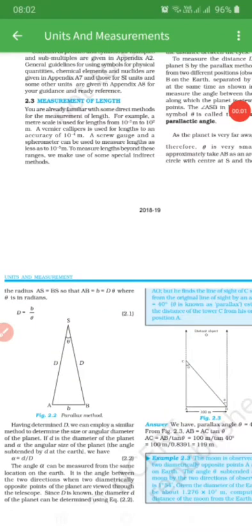Good morning, students. We had completed till system of units. Now our next topic is measurement of length, measurement of mass, and measurement of time.